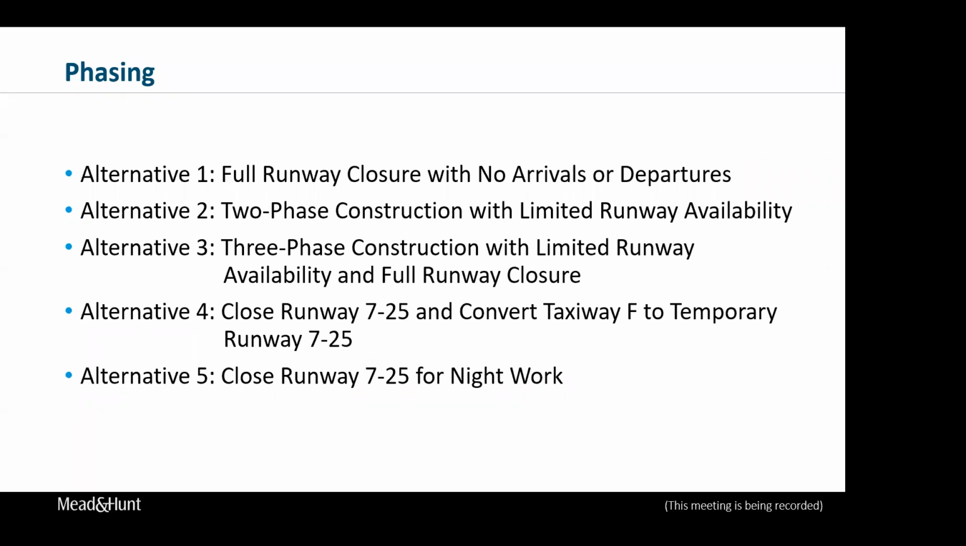And for the most part, we took into consideration the safety, the runway availability, the project duration, and the cost. And we'll be presenting to you these 5 alternatives that we analyzed. These include alternative 1, full runway closure with no arrivals or departures. Alternative 2, a 2-phase construction with limited runway availability. Alternative 3, a 3-phase construction with also limited runway availability, and then also a full runway closure. Alternative 4 is closing the runway 7/25 and converting Taxiway Foxtrot to a temporary runway. And alternative 5 is closing the runway and then doing only night work.